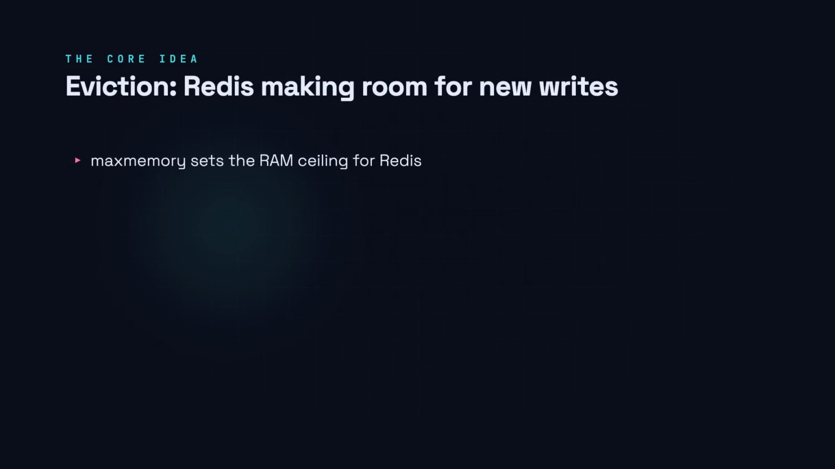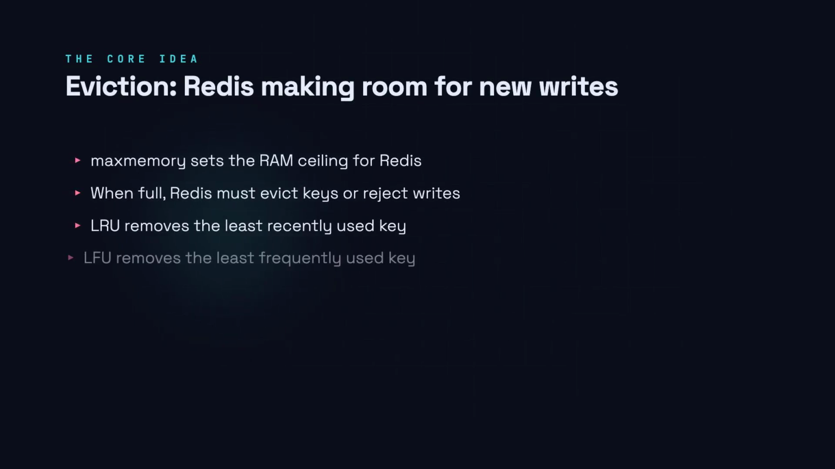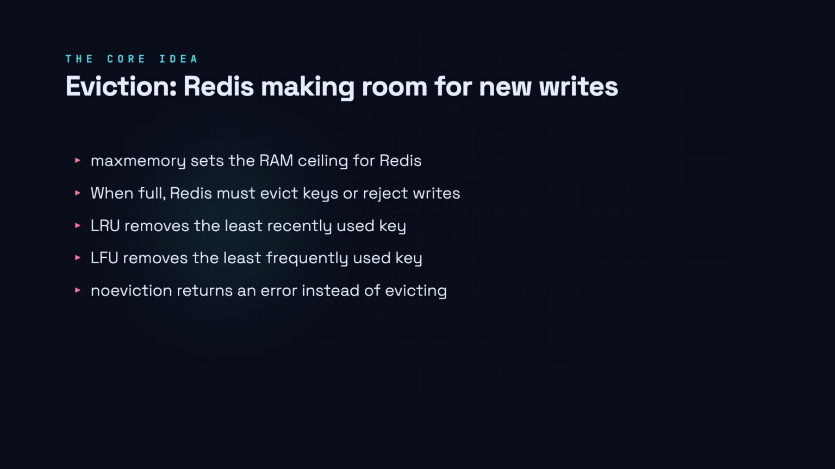Once Redis hits its max memory limit, every new write forces a decision. Redis can silently drop old keys using allkeys-lru or allkeys-lfu, or it can refuse the write entirely with no eviction. The right choice depends on whether your data is a cache or a source of truth.